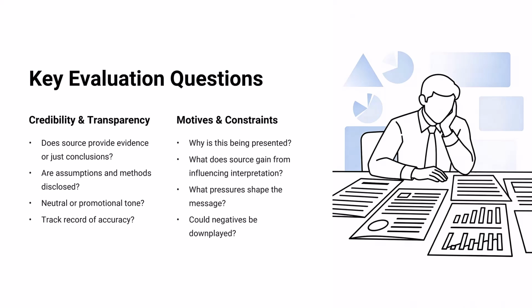Second, consider motives and constraints. Why is this being presented? What does the source gain from influencing interpretation? What pressures shape the message? Could negatives be downplayed? Financial communication often reflects real-world incentives. Management may want to impress investors, interns may fear challenging superiors, and AI may produce confident statements simply because its training optimizes for sounding helpful rather than being correct. Recognizing these incentives helps you interpret statements with appropriate skepticism.